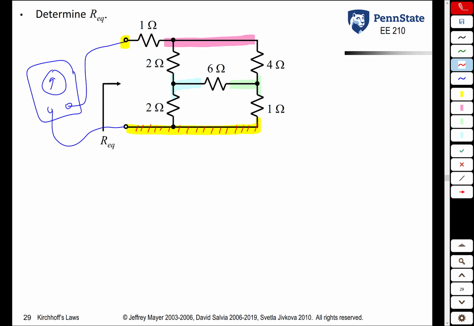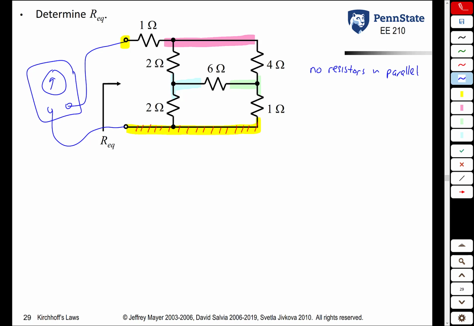You will see that there are no two resistors that share the same two nodes. So no resistors are in parallel. Likewise, there are no two resistors that are the only two things connected to every node. Every node, the pink node, has 3 different resistors connected up to it. The blue node has 3 different resistors connected up to it. The green node, 3 different resistors connected up to it.